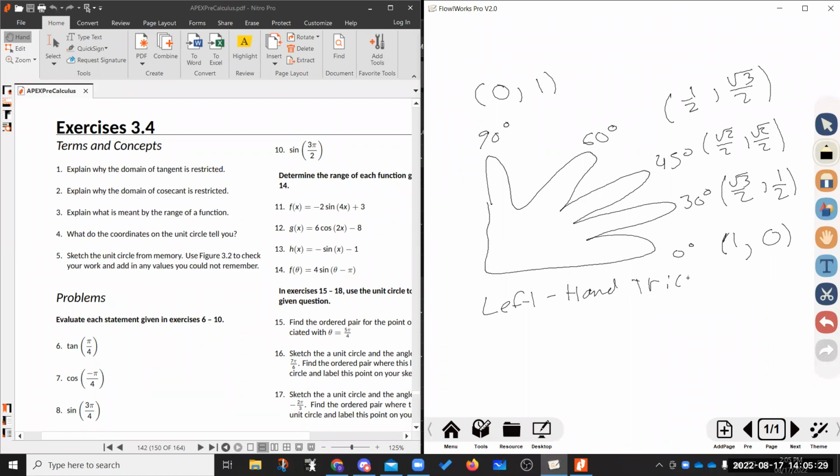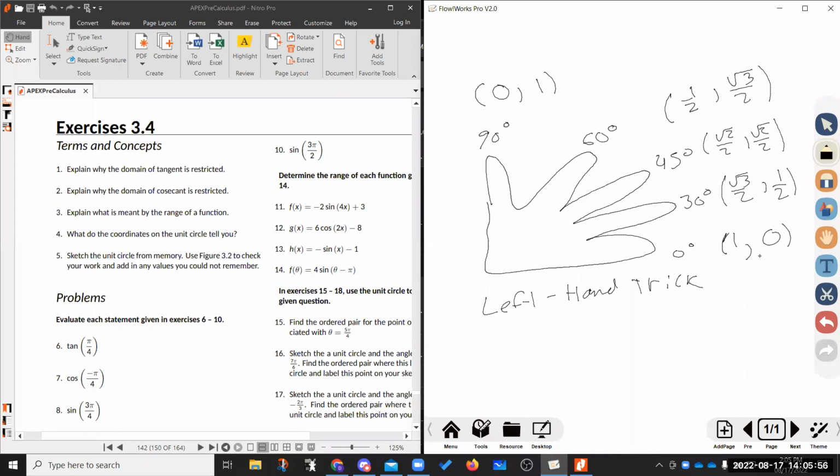You can find a YouTube video on this. This is where I learned it from. Just search in YouTube, "unit circle left-hand trick." And there will be a video of someone actually showing this and putting their fingers down and teaching you how to memorize the first quadrant. Once you've memorized the first quadrant, everything else is going to make sense after that.